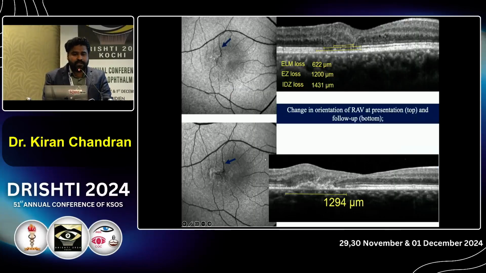This example again demonstrates, using fundus autofluorescence, that the right angle vessel, which was initially dipping inferiorly, shows a sharp deflection as a right angle towards a neovascular lesion, and corresponding OCT shows the presence of outer retinal hyperreflectivity and increase in the ellipsoid zone loss.